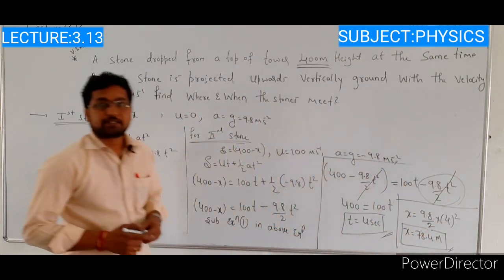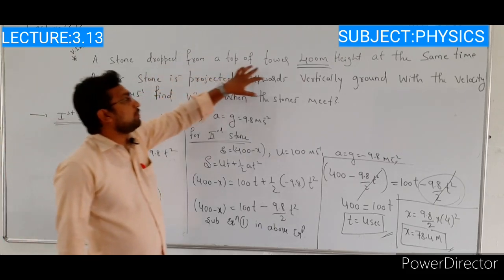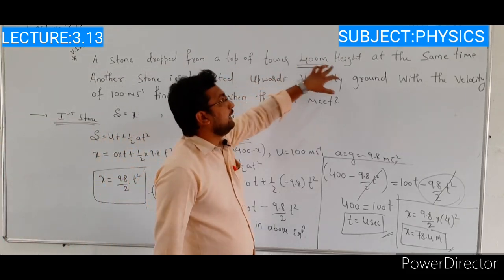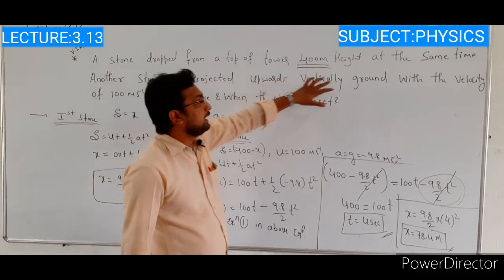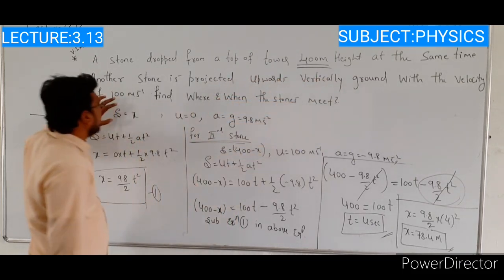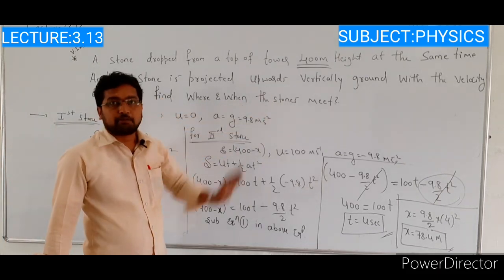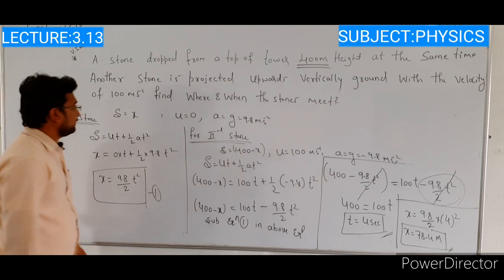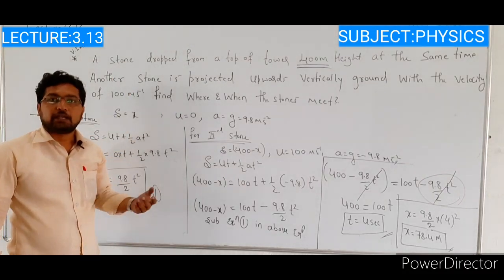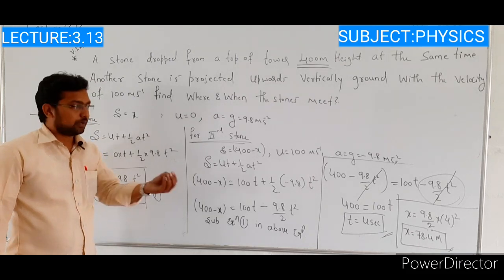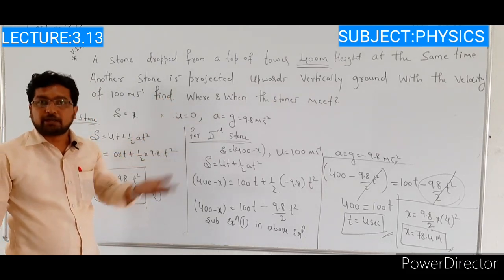Okay, see here. First see the question here. A stone is dropped from the top of a tower 400 meter height. At the same time, another stone is projected vertically upwards from the ground with a velocity of 100 meter per second. Find where and when both the stones meet. In this case, the first stone is dropped from a height of 400 meter, and at the same time, one more stone is projected vertically in the upward direction with a speed of 100 meter per second.